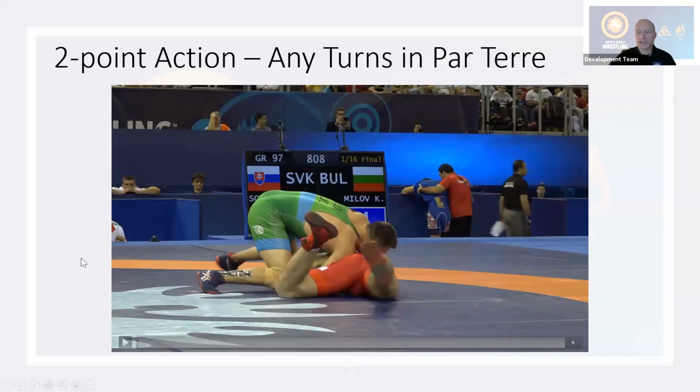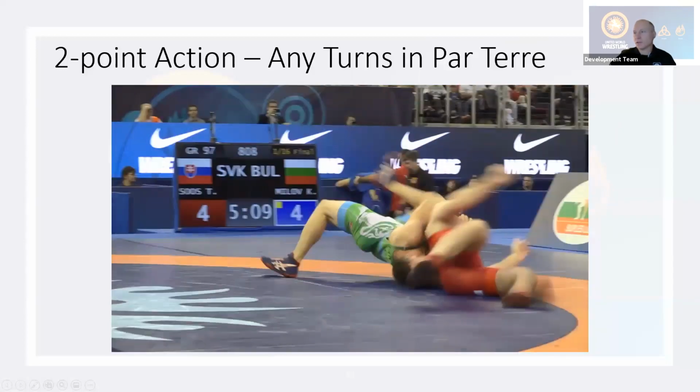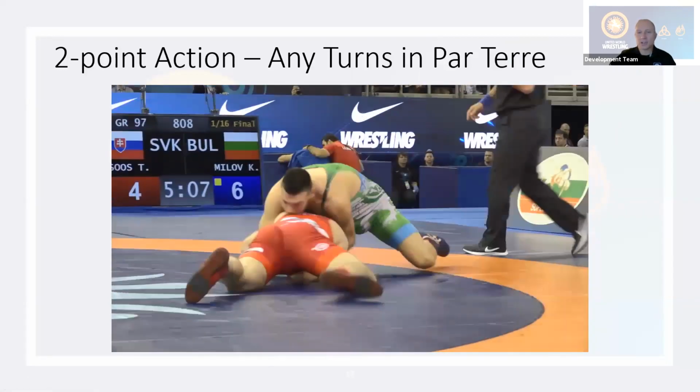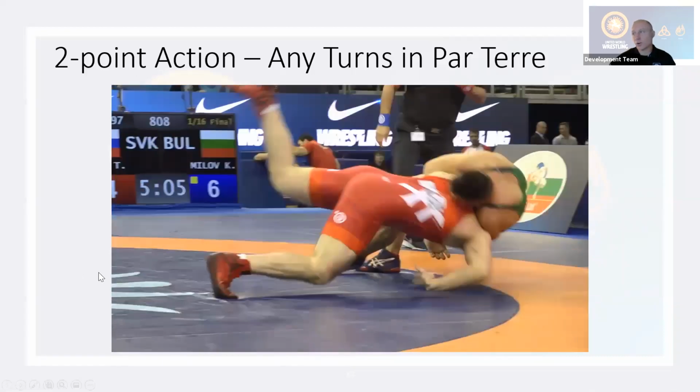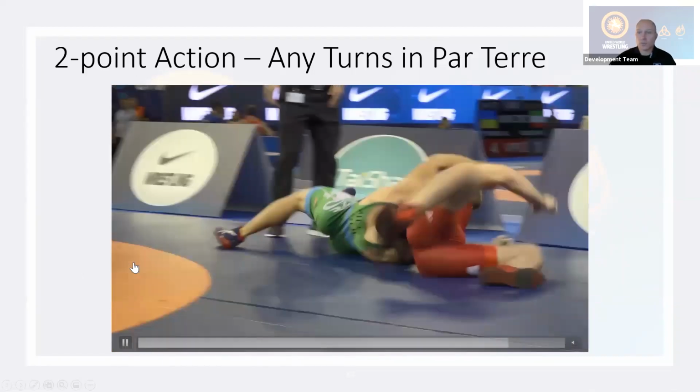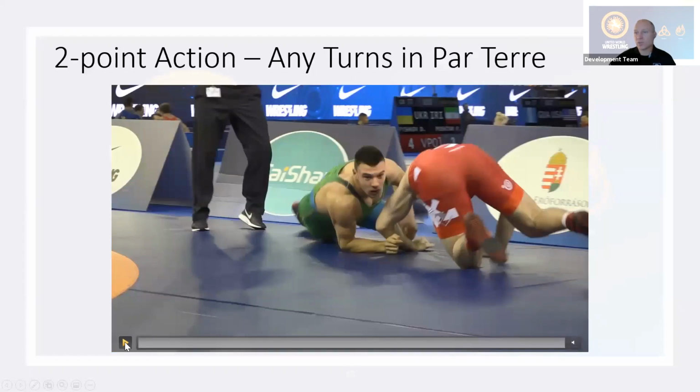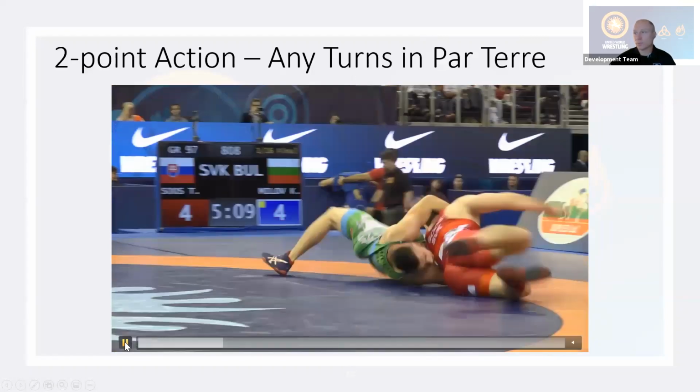Here's another 2-point action. You see this a little bit more common in Greco. Again, we had a turn in Par Terre. So the wrestlers were in Par Terre. They turned, went in the process, and so we scored this as 2 points for blue.